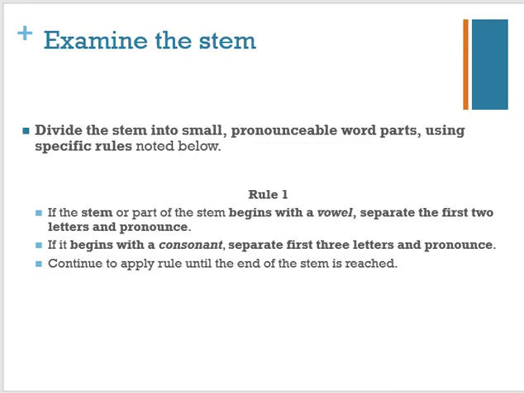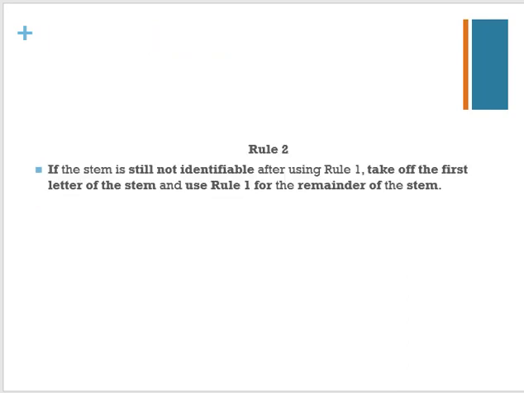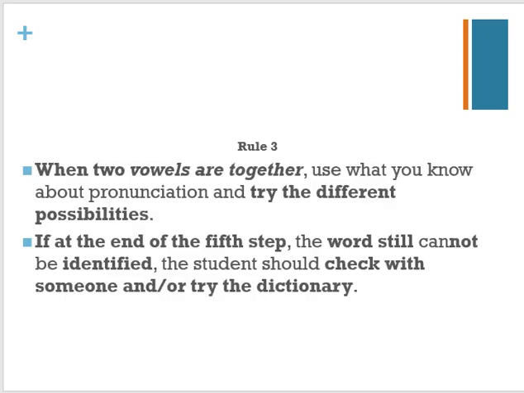Divide the stem into small, pronounceable word parts using specific rules like syllabication rules. So rule 1, if the stem or part of the stem begins with a vowel, separate the first 2 letters and pronounce. If it begins with a consonant, separate the first 3 letters and pronounce. Continue to apply the rule until the end of the stem is reached. If the stem is still not identifiable, after using Rule 1, take off the first letter of the stem and use Rule 1 for the remainder of the stem. So there's kind of a structured process here to guide through.